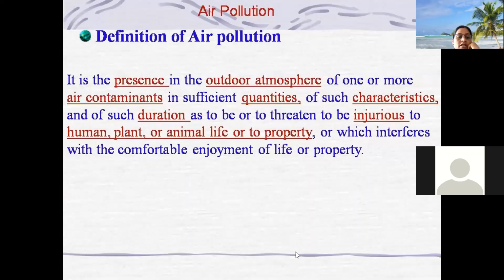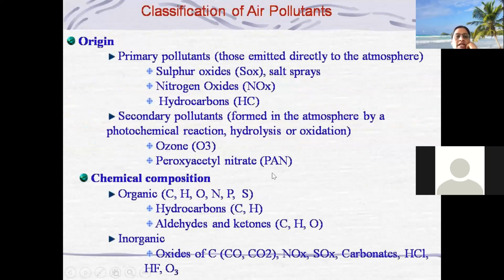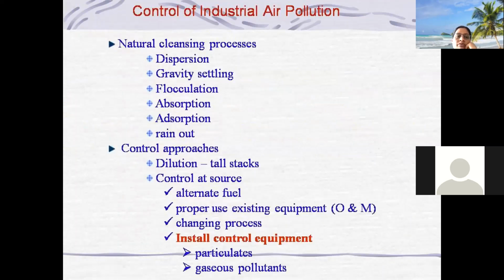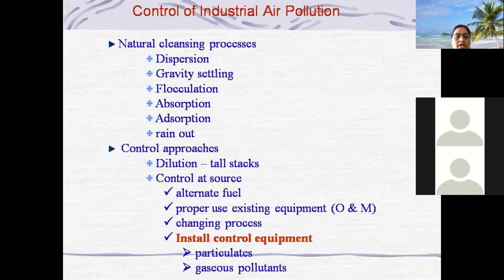Okay, we have discussed the definition of air pollution. Then we have discussed various classifications. Then meteorological parameters we have discussed, and the last part we have decided today to discuss is the control of industrial air pollution. As I spoke yesterday, it is better to control air pollution at the source, because once it is emitted into the atmosphere, it is quite difficult to control by any way. So that's why it must be controlled at the source.